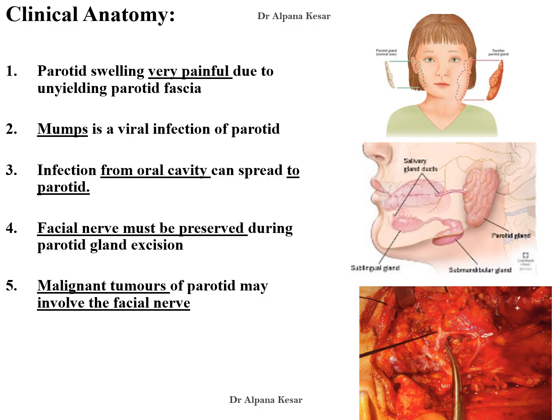Clinical anatomy of parotid gland. Parotid swellings are very painful due to the unyielding nature of parotid fascia. Mumps is a viral infection of parotid gland. Infections from the oral cavity can spread to the parotid gland through the parotid duct. Facial nerve must be preserved during the parotid gland excision, which may be required in case of malignant tumors of parotid gland. Malignant tumors of parotid gland may involve the facial nerve.